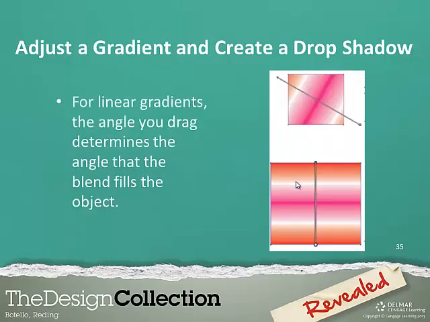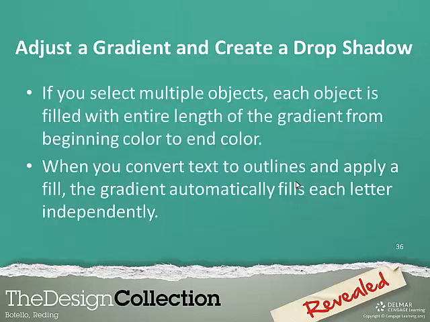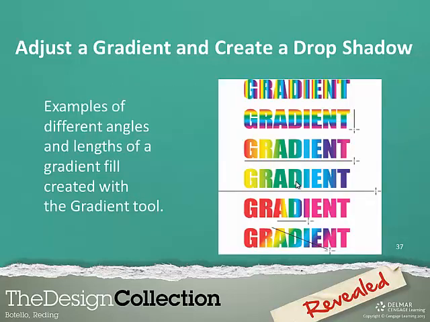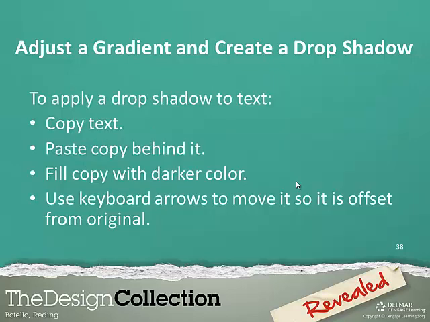For linear gradients, the angle you drag determines the angle that the blend fills the object. If you select multiple objects, each object is filled with the entire length of the gradient from beginning color to end color. When you convert text to outlines and apply a fill, the gradient automatically fills each letter independently. Examples of different angles and lengths of a gradient fill are shown here in the image. And you create these using the gradient tool.